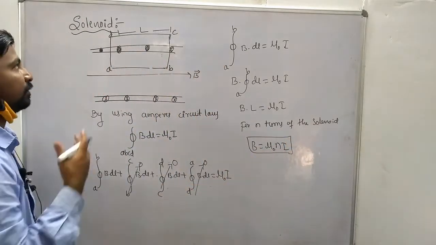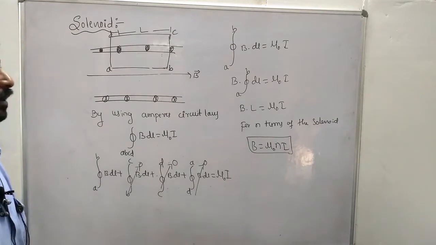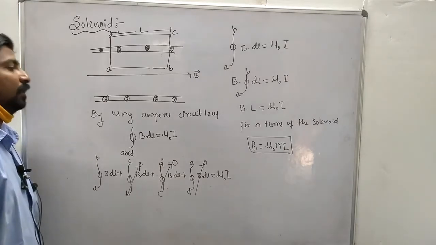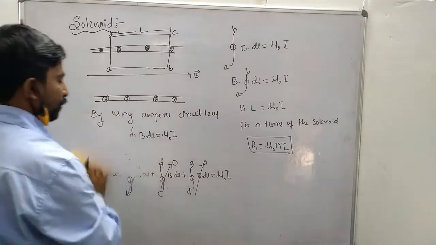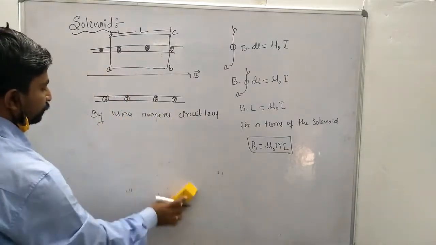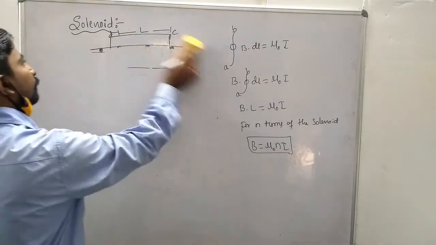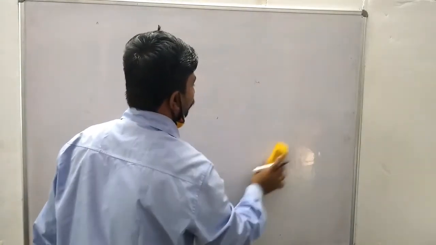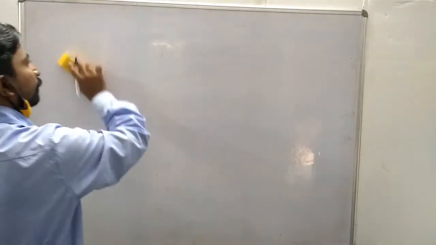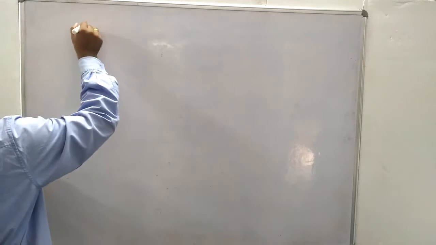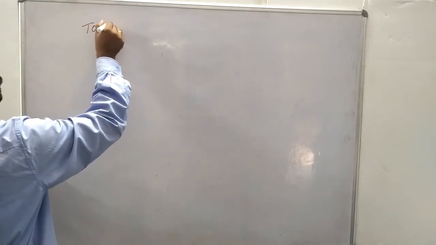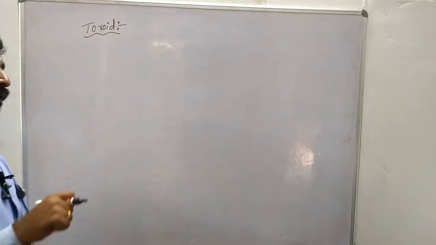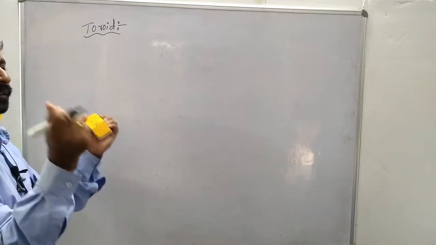First of all, what is meant by solenoid? It is a long thin wire wound in the form of a helix whose length is large compared to its radius. That is called a solenoid. The next concept is toroid. What is meant by toroid? The solenoid is bent in the form of a circle.